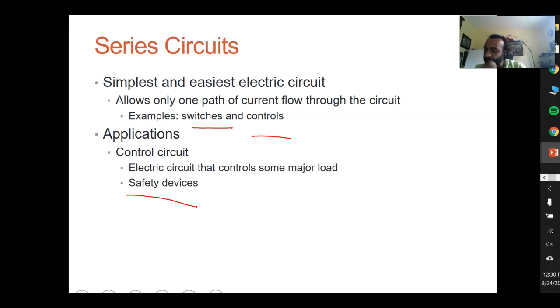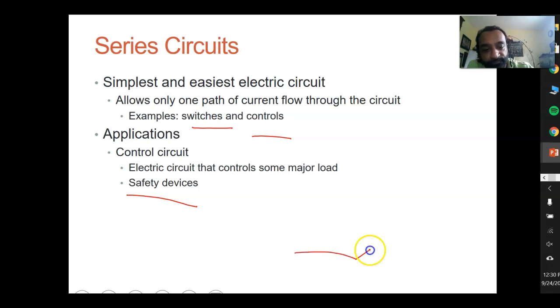And we did that in the lab when we wired one light bulb with the hotline, and we saw that all the switches and control devices are put in the hotline and not in the neutral, and if the neutral is not connected, the system is not going to work. So series circuits are used for switches and controls, and also for safety. So do not connect safety devices in parallel.